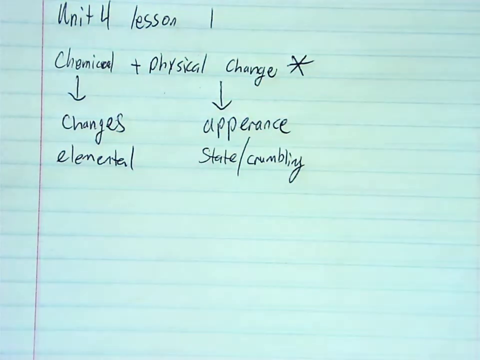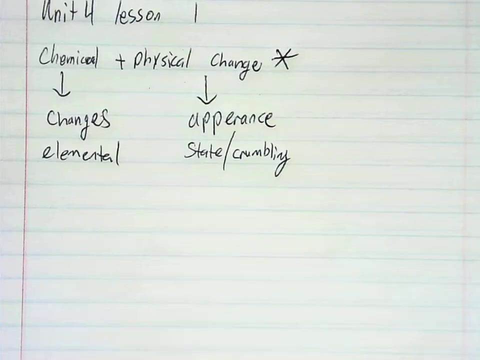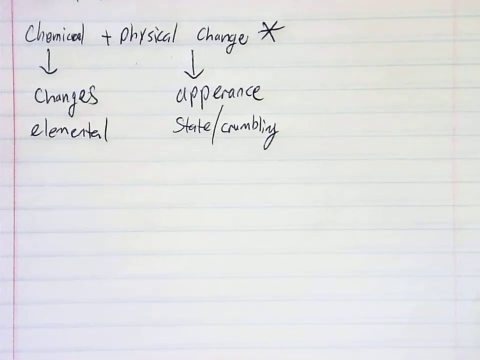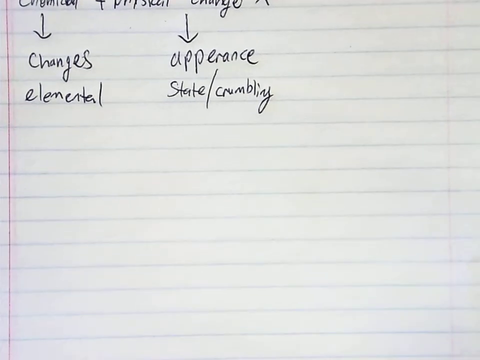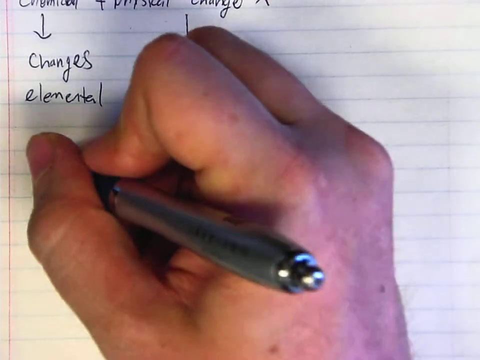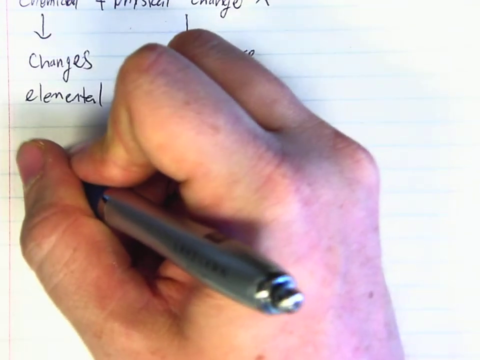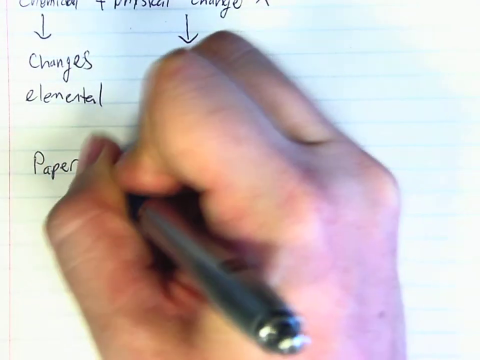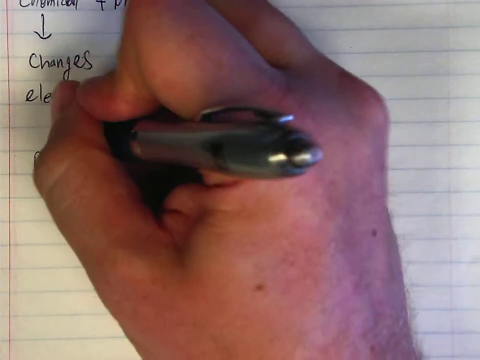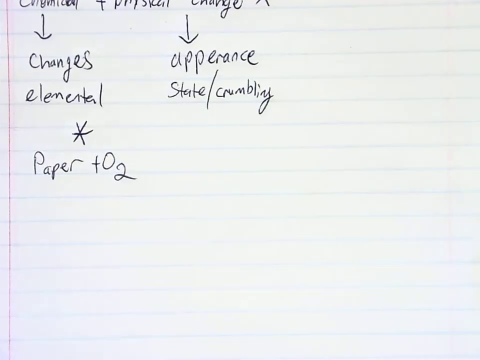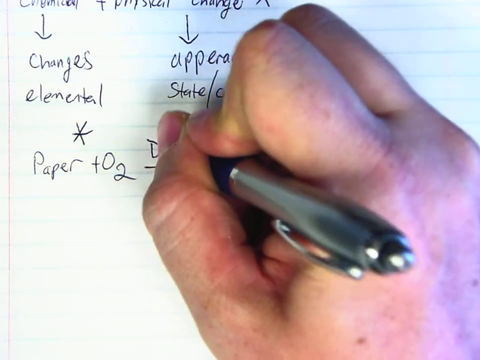So what this will lead into, the next step we're going to take, is this idea of what a chemical change is and why a chemical change happens. So if I have a paper plus oxygen, that's not going to have a chemical reaction. There's not going to be a chemical change, because there's nothing that starts the reaction. There needs to be a driving force.